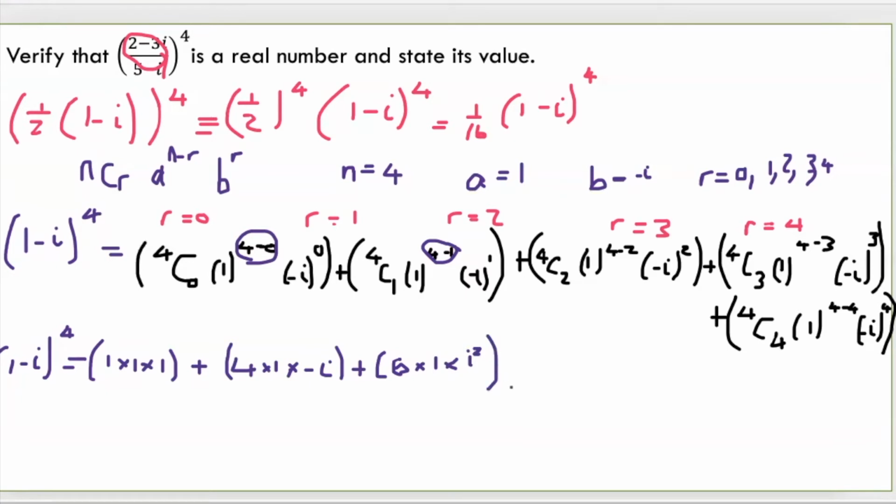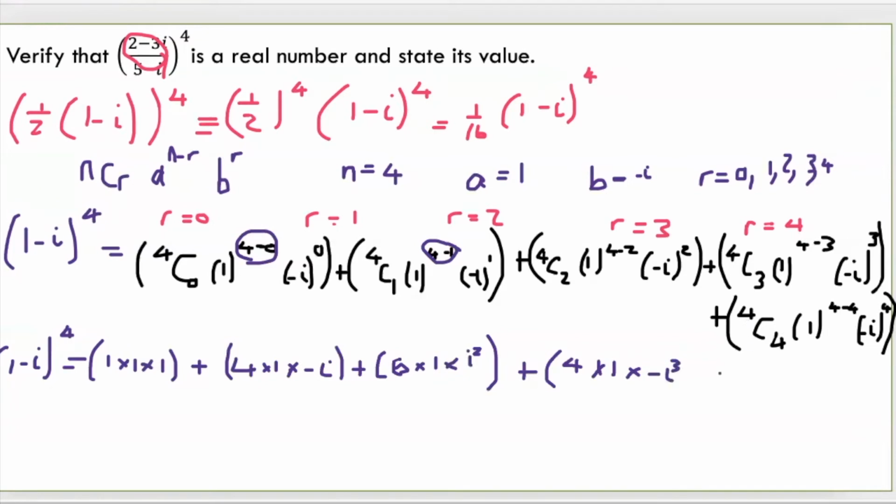Now the next one is 4C3. So for nCr 3, that is 4. And 1 raised to the 4 minus 3 is 1. So we'll just have a 1 here. So times 1. And then minus i cubed, because the power is odd, you'll keep the negative sign. So we'll have minus i cubed.